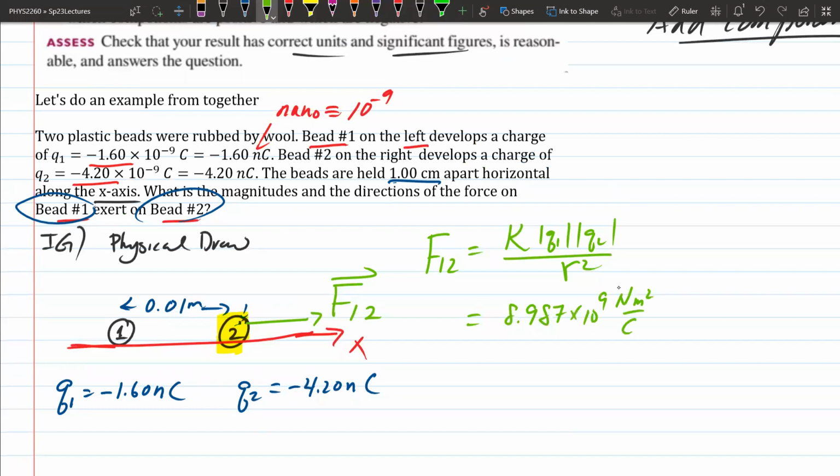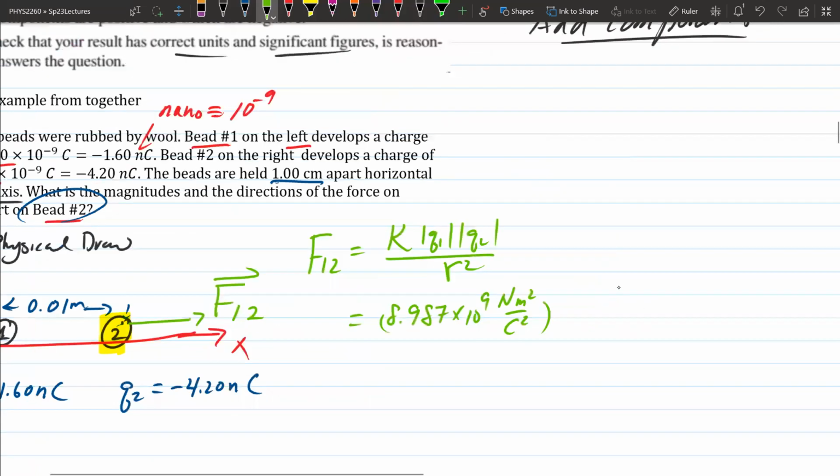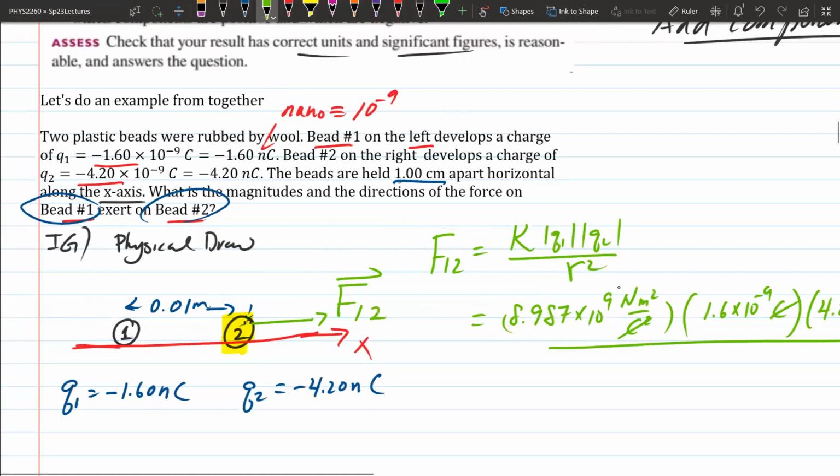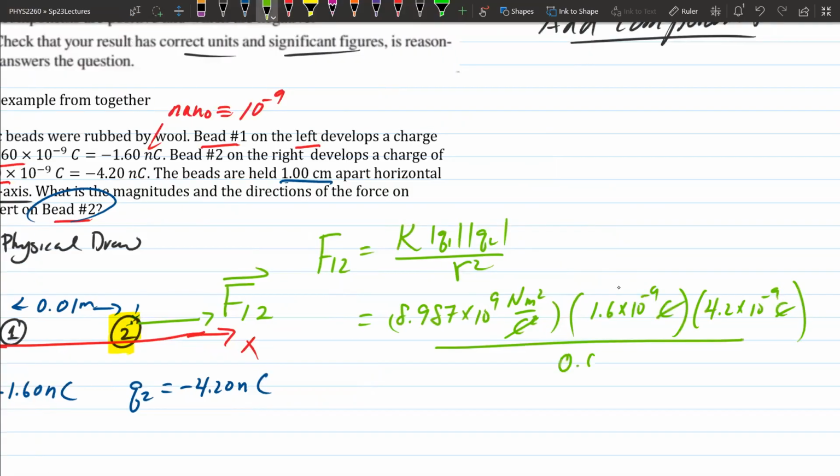Since we're doing this the first time, I'll write down the units just in case. For charge 1, we're just concerned with the magnitude: 1.6 times 10 to the negative 9 coulombs. Then charge number 2 is 4.2 times 10 to the negative 9 coulombs. The two factors of coulombs cancel each other out. The distance between them is 0.01 meter, and the whole thing is squared, so the meters squared should cancel out also.